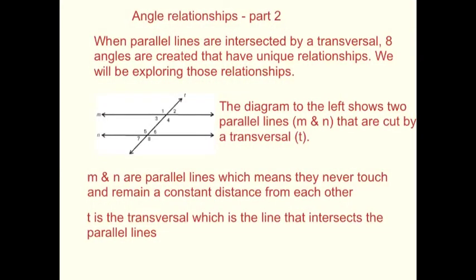So we're going to extend our knowledge of angle relationships by exploring our new favorite diagram, which is the diagram where you see two parallel lines. Parallel means that they never touch, they go on forever. And it's intersected by what we call a transversal. A transversal is just a line that intersects two parallel lines. And when two parallel lines are cut by a transversal, it forms 8 angles. And these 8 angles have special relationships that we're going to talk about in the next couple of slides.